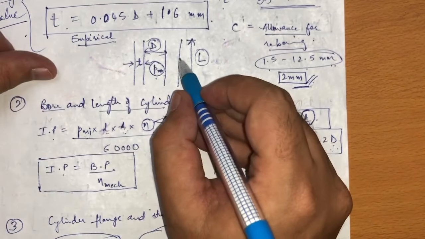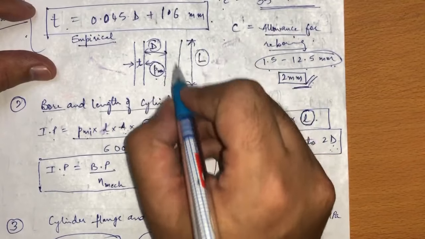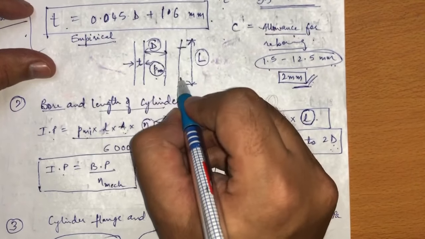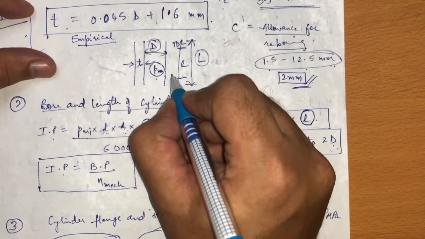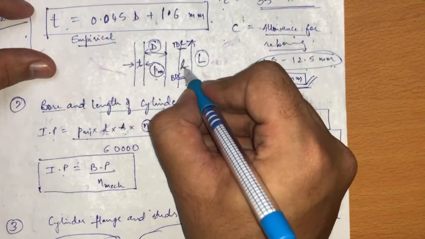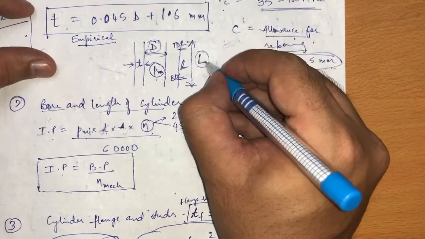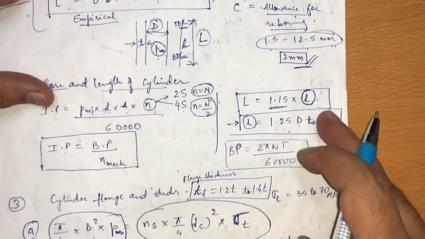So if I talk about this diagram again, this L and the length of stroke will be something like this, and this will be the TDC and this will be the BDC. So small l is length of stroke and capital L is the length of cylinder.